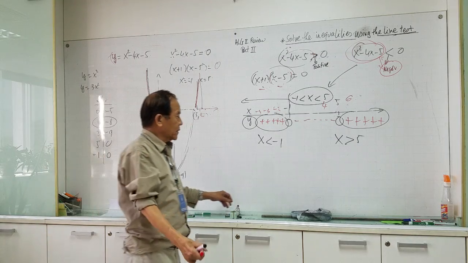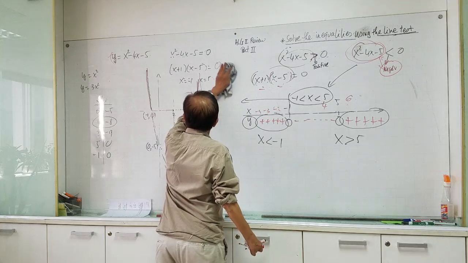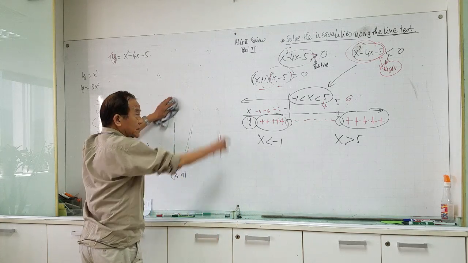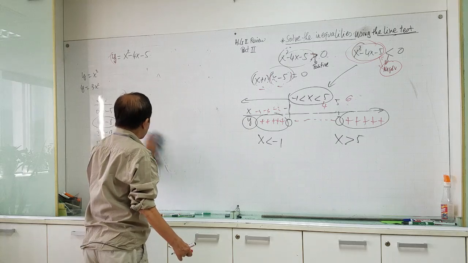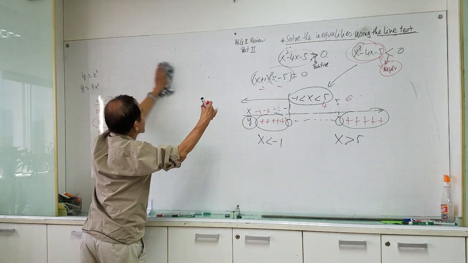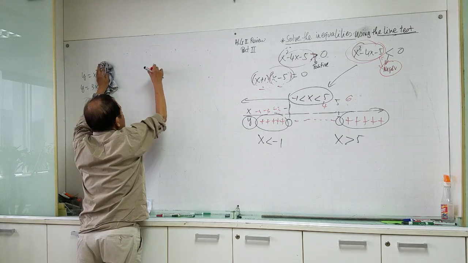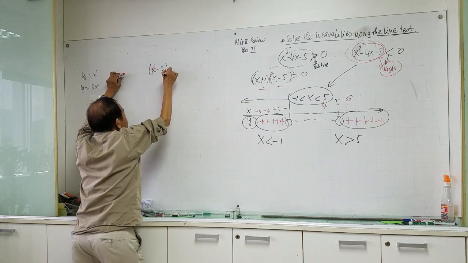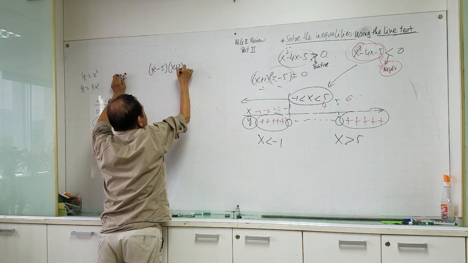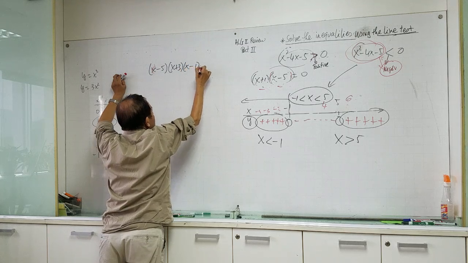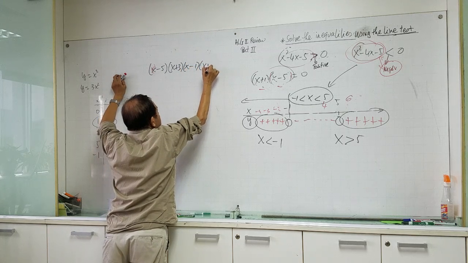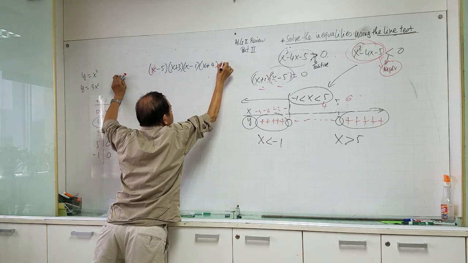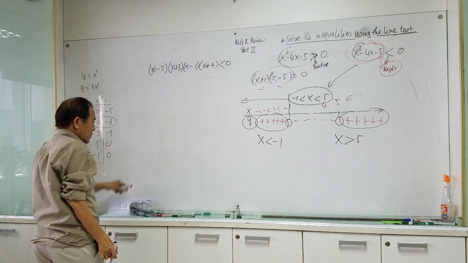Now I give you another more complicated one, and we do the same method by drawing the line test. Furthermore, I got something like this: x minus 5 times x plus 3 times x minus 1 times x plus 4 less than 0. How to solve it?